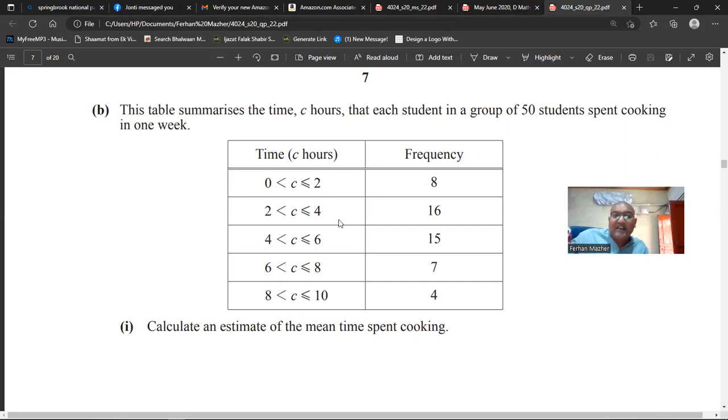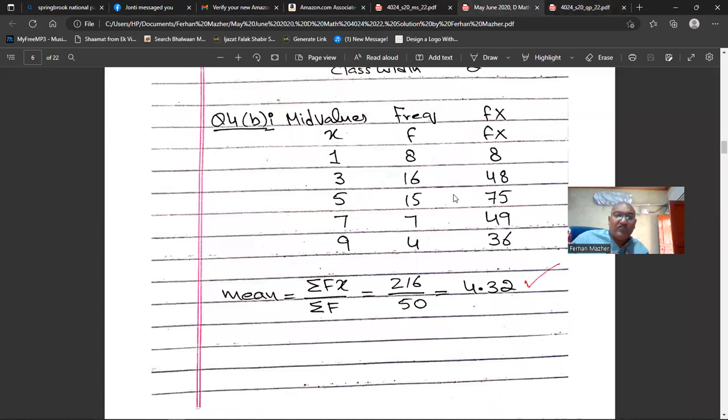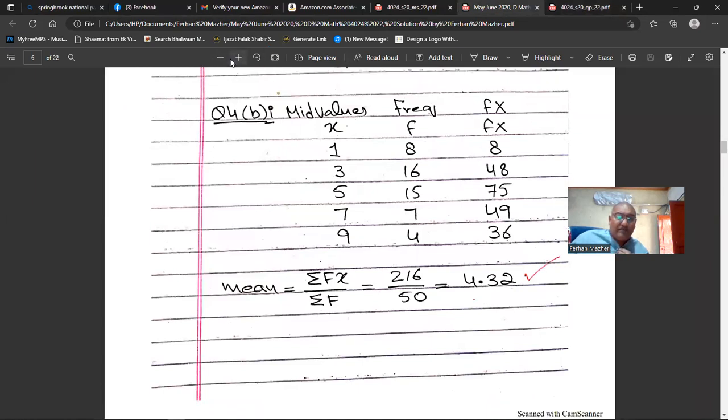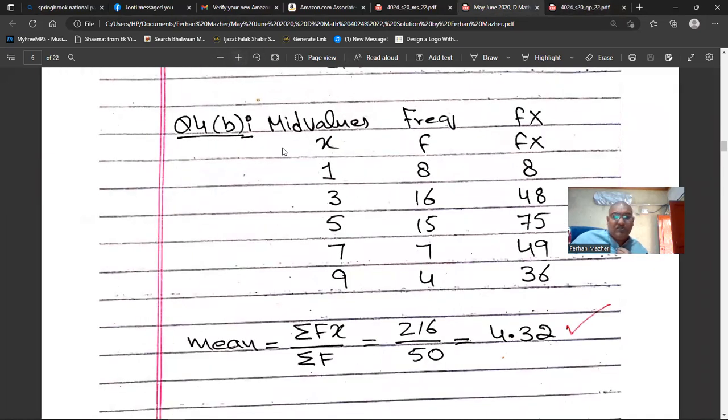Because here we have the classes, I will find the mid value of these classes. And how do you find the mid value? You add these boundaries, and whatever is the sum, you divide it by 2, you get the mid value. That is called x. You multiply the mid value with the frequency, you get fx. The mean is summation fx divided by summation f. Very simple, straightforward question. Let me show you the solution.